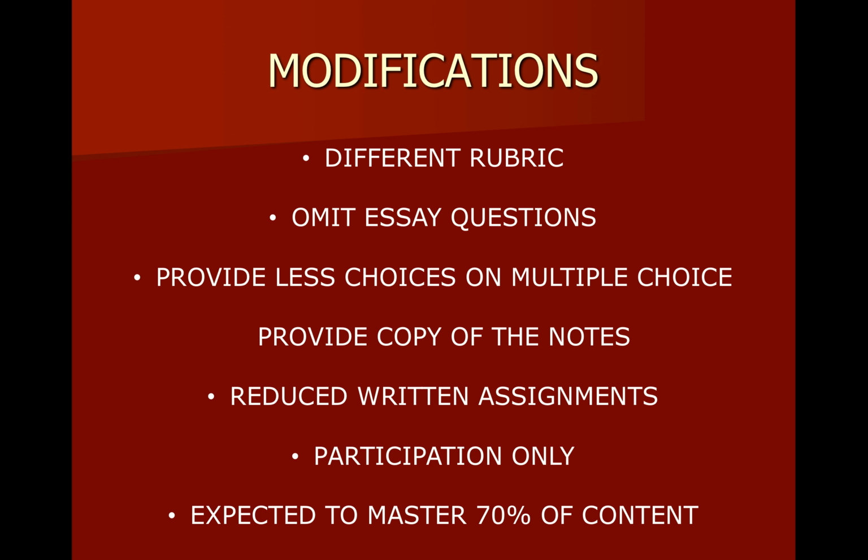All right, so modifications might be they have a different rubric. So they still do the same assignment, but we don't grade them the same. We give them a different rubric that has a little bit different criteria for success. Maybe we omit essay questions because we know they can't do essay questions, so we don't give them that. Provide fewer choices on multiple choice. So typically you provide 4 choices, you might do 3 or just 2 choices on multiple choice questions. Provide copies of notes. Reduce the written assignments. Participation only. Are they expected to master 70% of the content, not more?